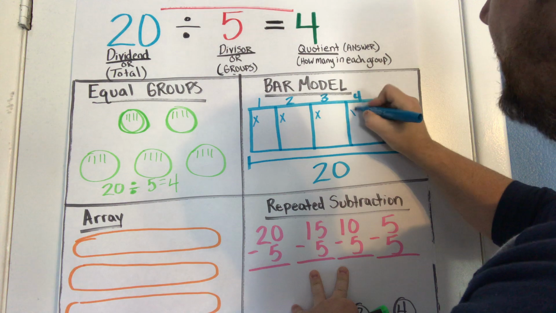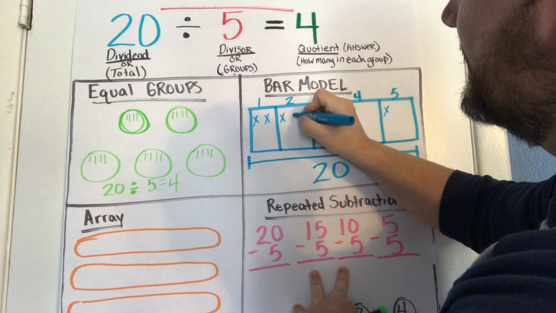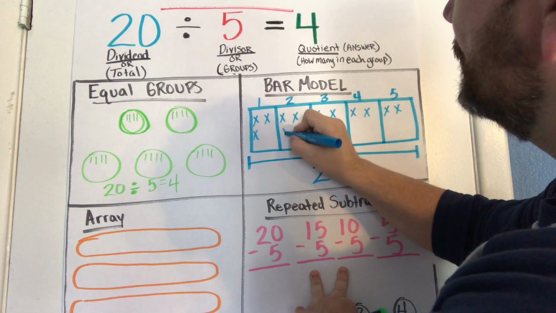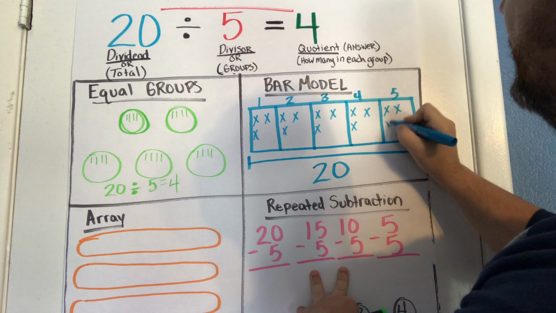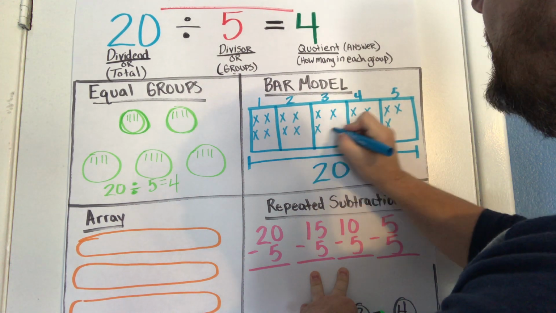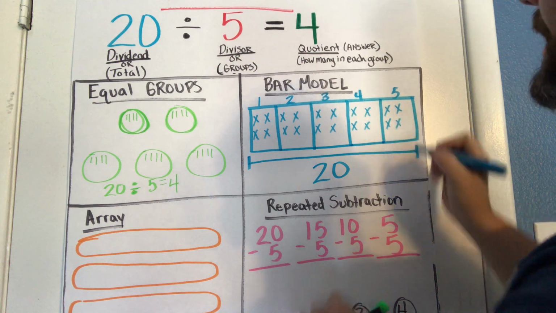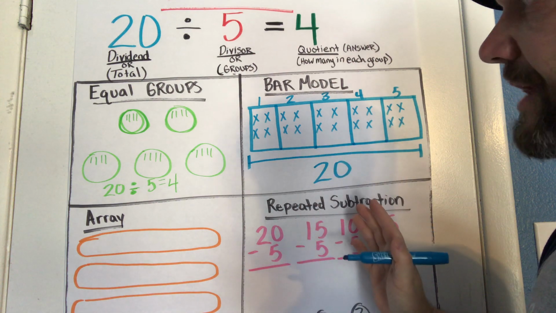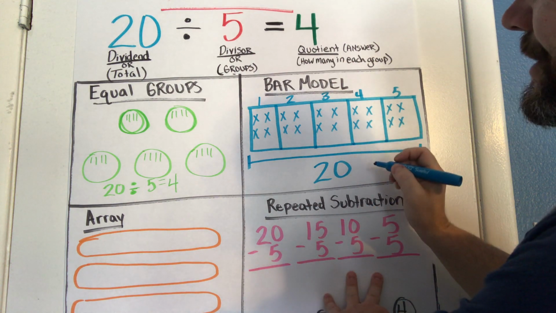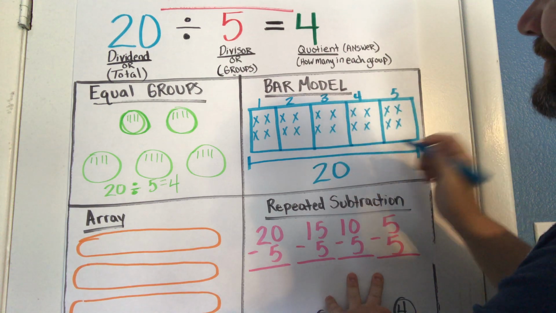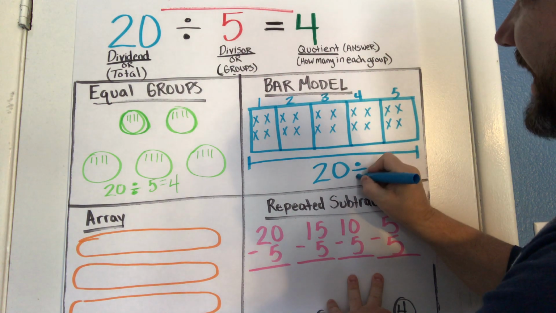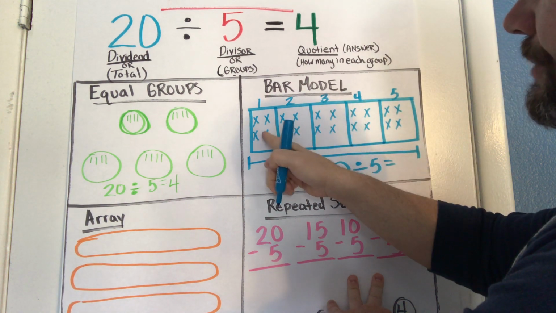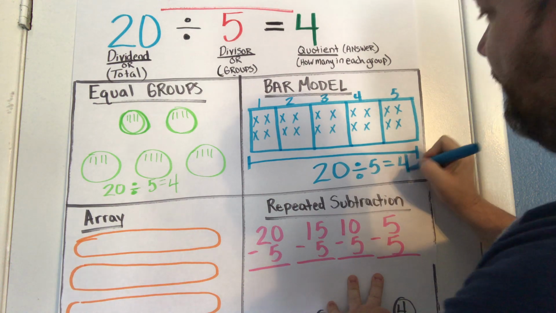2, 3, 4, 5, and so on, up to 20. So I've used all 20. I'm down to none left. If I were handing out cards, I would have used them all and I would have none in my hands. And so our answer is what we find in each group. 20, we divided it into 1, 2, 3, 4, 5 groups. And in each group, our quotient is 4.